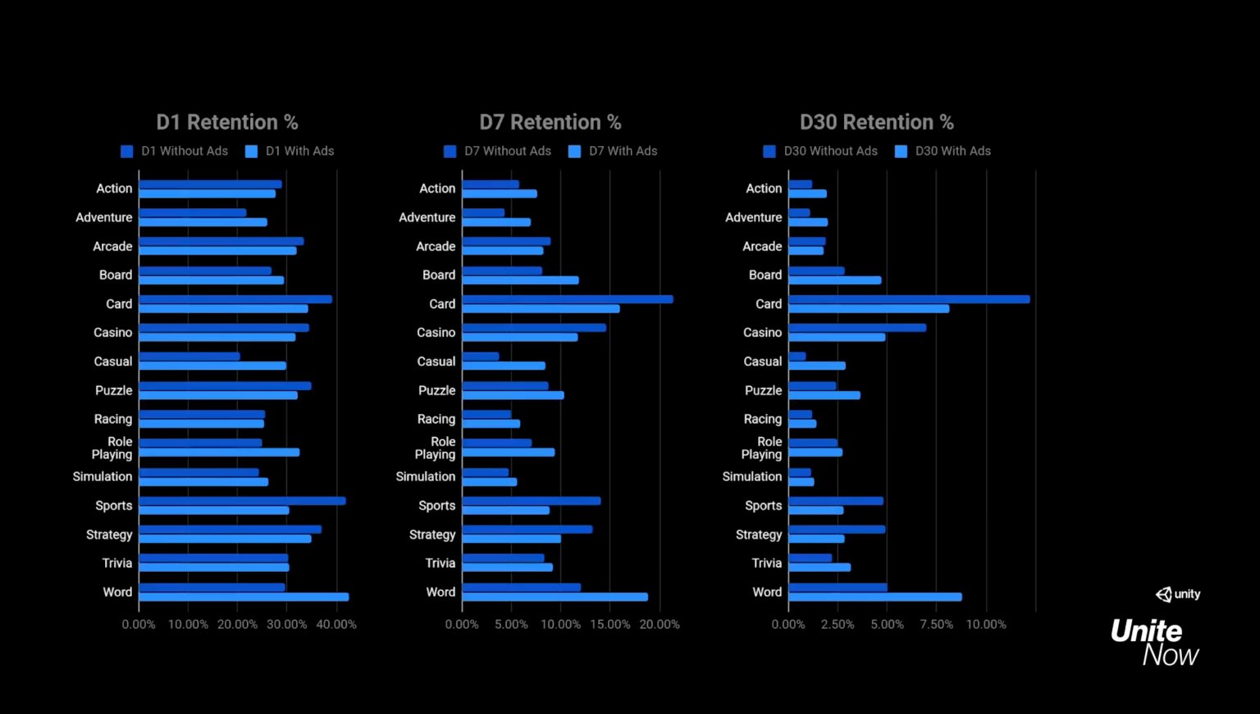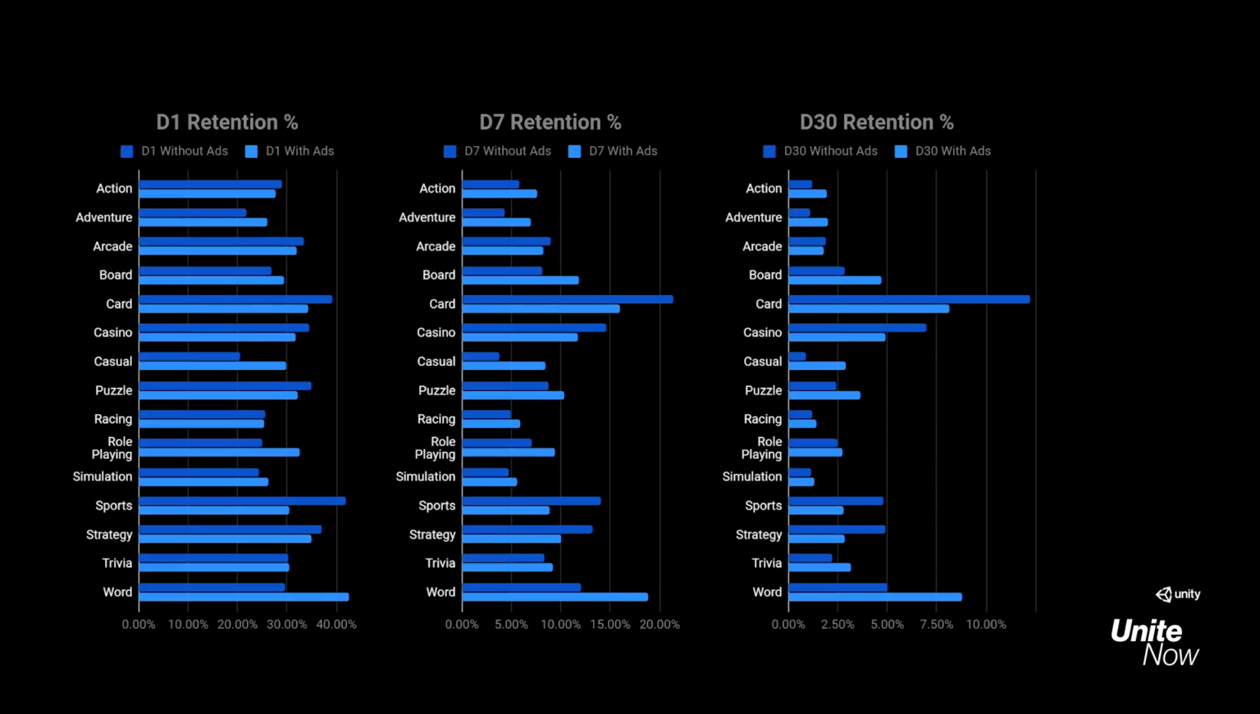If we break things down by category, we'll see that there isn't significant difference in retention metrics for most genres. Some genres like word games actually do much better with ads. This is due to what we kind of touched on earlier, which is that their core gameplay loops are built around multiple ad views, such as watching an ad after every move.